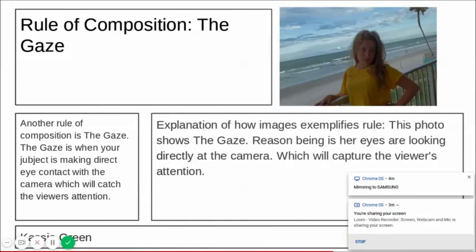The gaze is when your subject is making direct eye contact with the camera, which will catch the viewer's attention. This photo shows the gaze. The reason being is her eyes are looking directly at the camera, which will capture the viewer's attention.